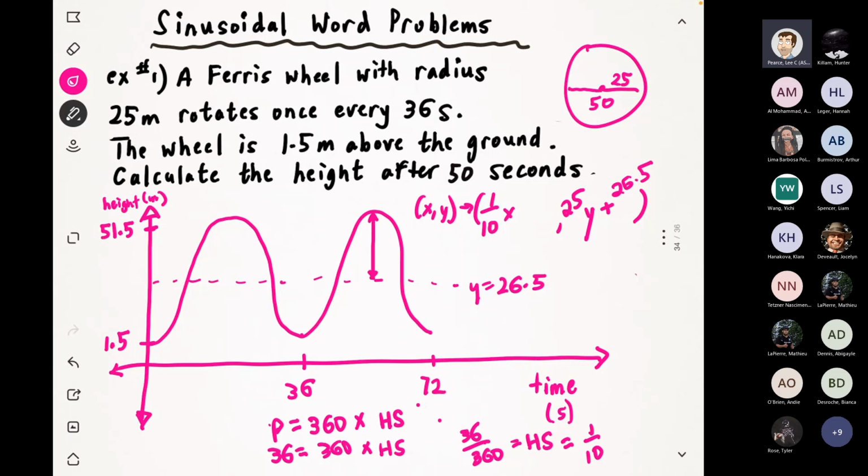Now, you can make a sine or cosine graph or equation. It doesn't really matter. Here, it seems like it's a better idea to do a cosine graph. Okay, if you did a sine, that's fine.